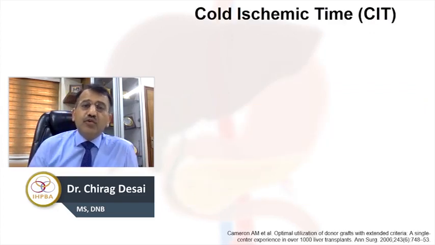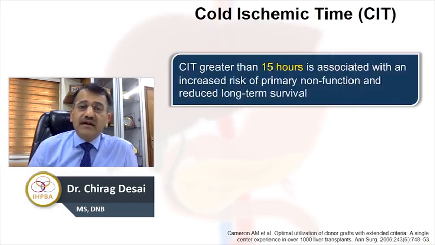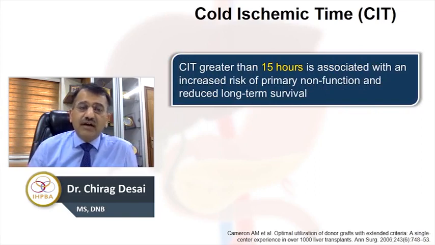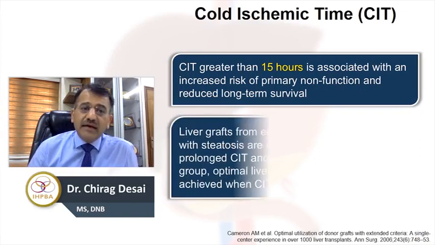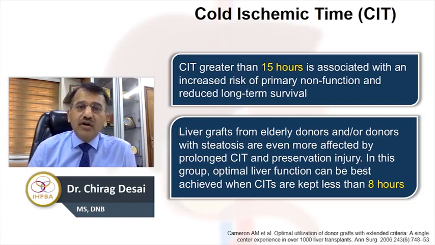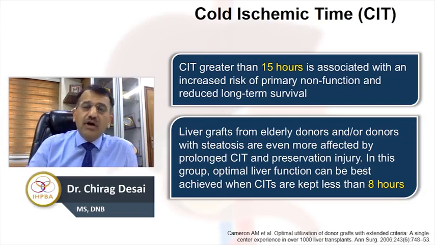Now, the duration of the cold ischemia time has been quoted from very short time to as long as 15 hours. However, shorter the better. The liver graft from elderly donors and or donors with steatosis are affected adversely by longer cold ischemia time, and effort should be made to keep it less than 8 hours. UW solution allows you to have slightly longer cold ischemia time compared to custodiol or HTK solution.